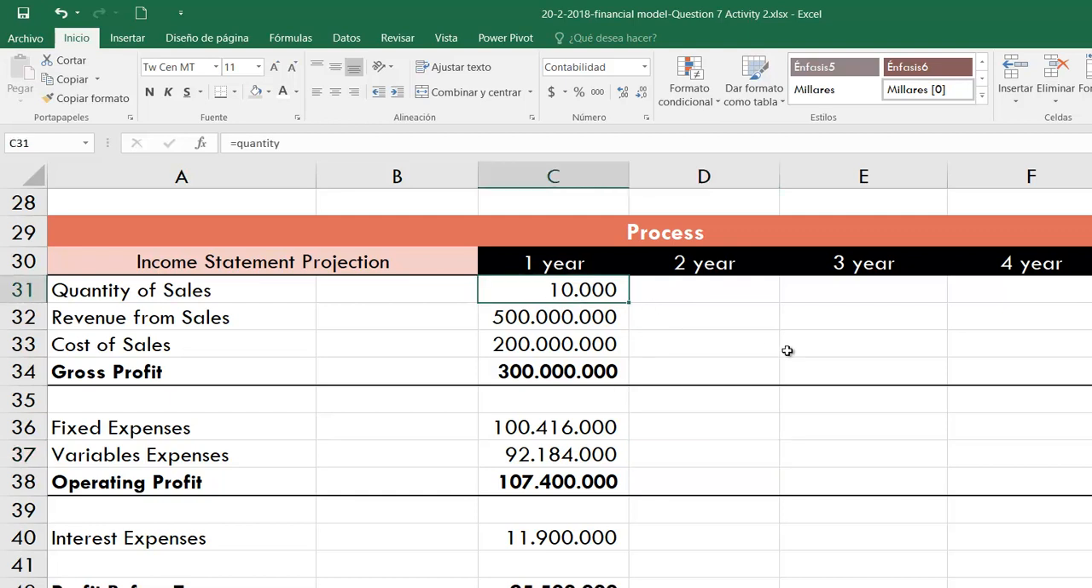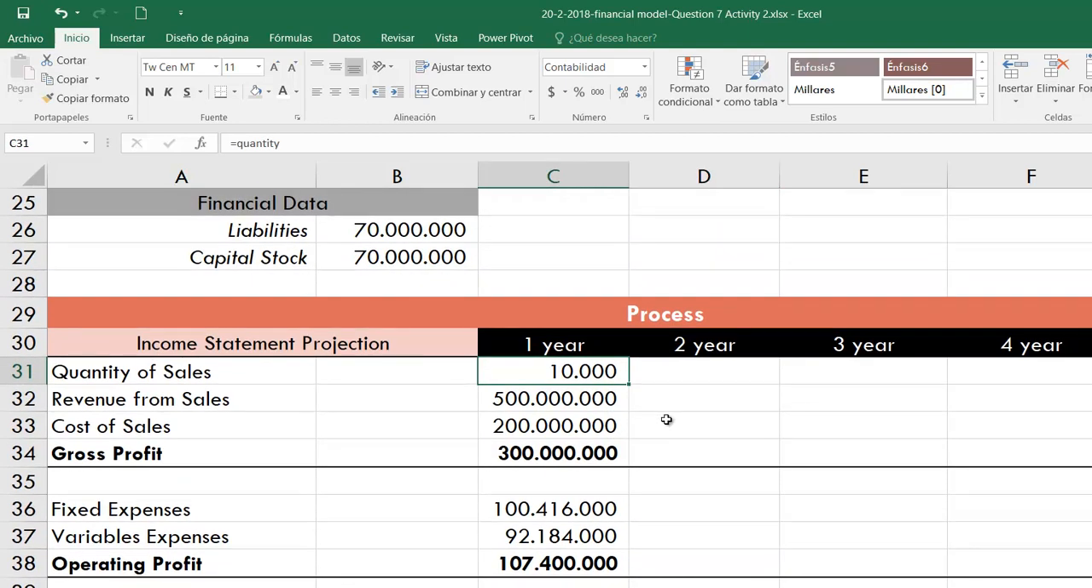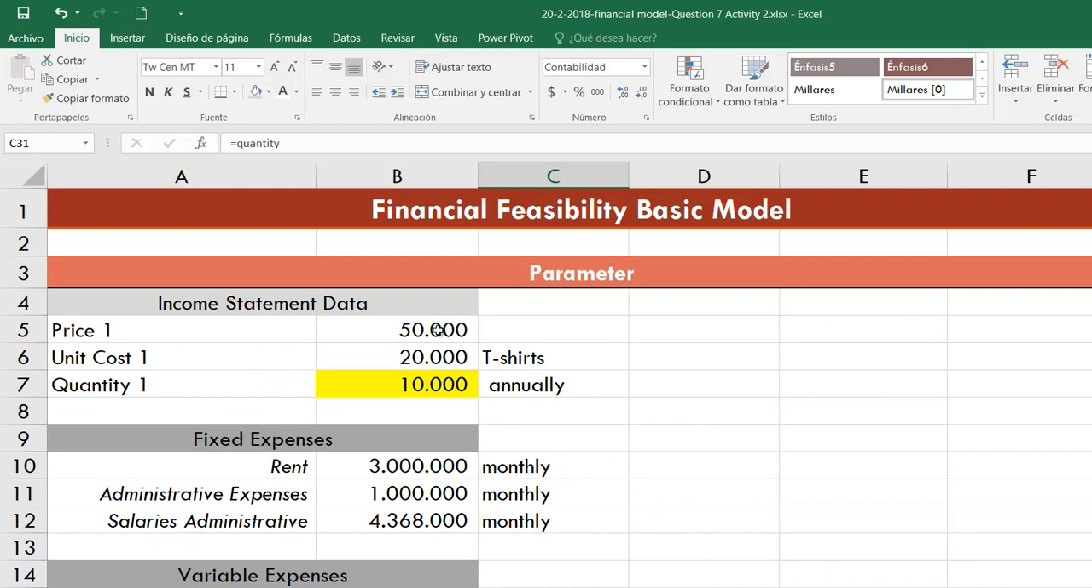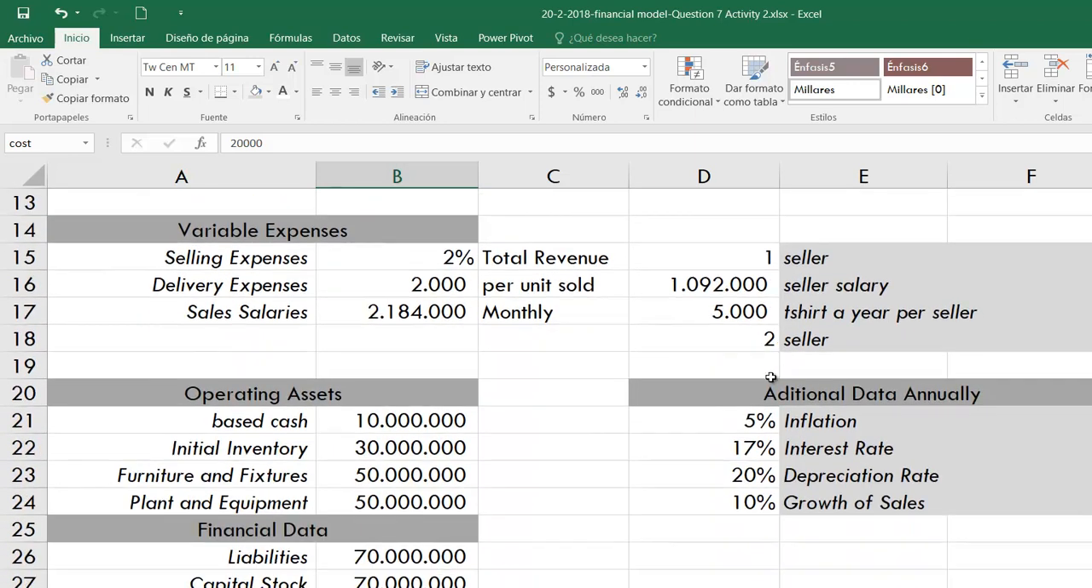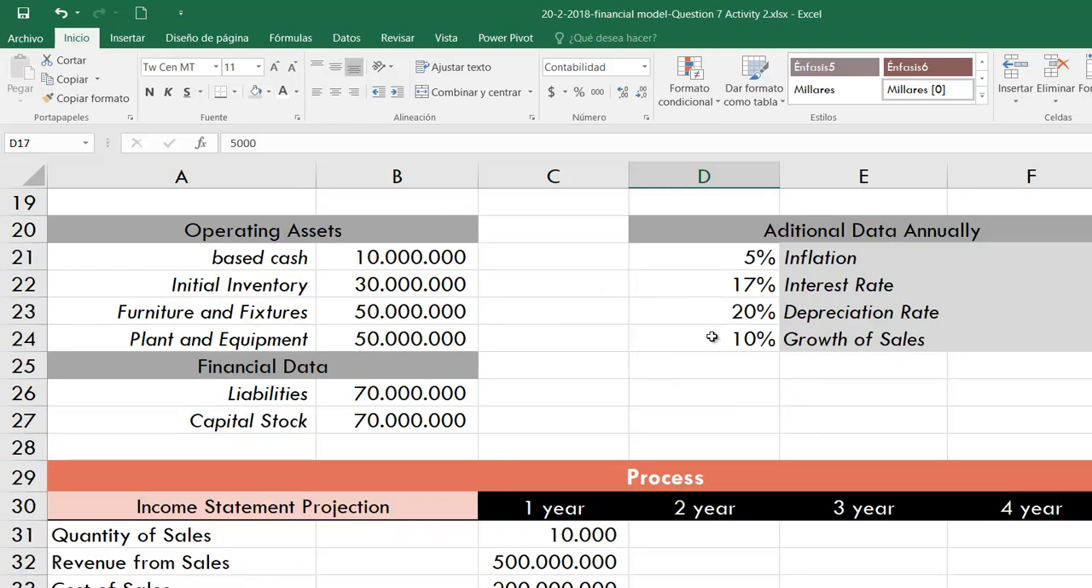I make some changes here in comparison with our previous videos, in which I had different prices. Now I have my price at 50,000 and the unit cost at 20,000. And the units one seller can sell a year is changed to 5,000. These are the only adjustments that I present. And I also have here the inflation rate for my next 5 years.